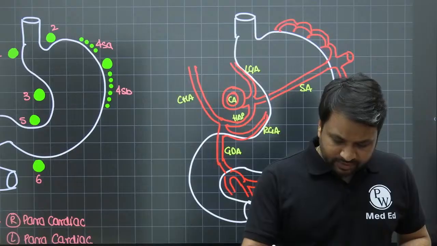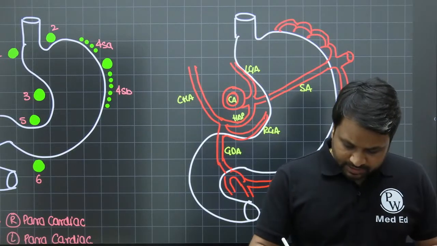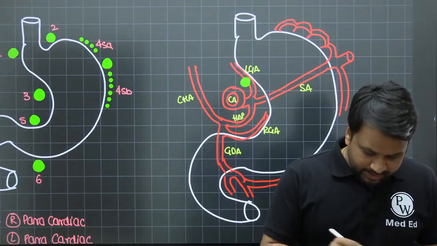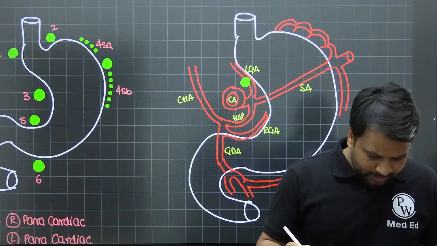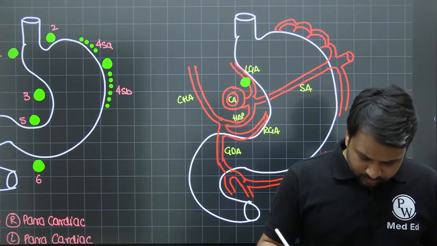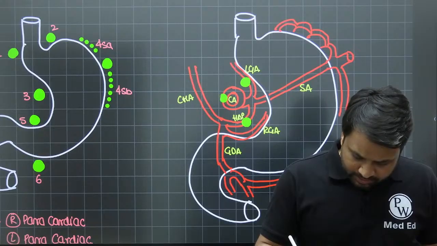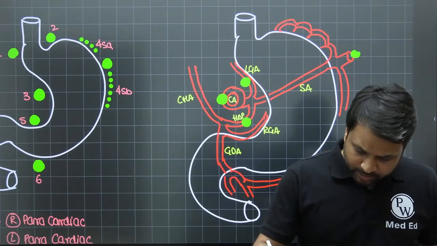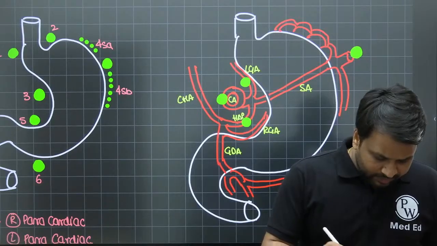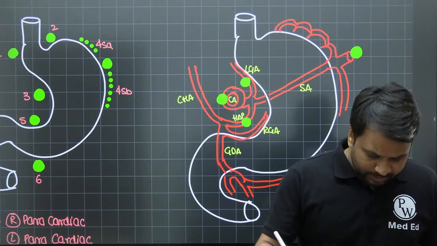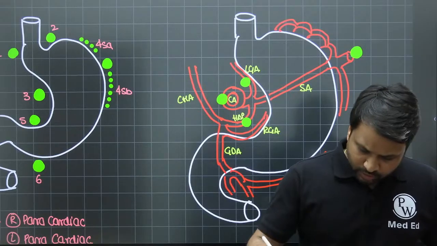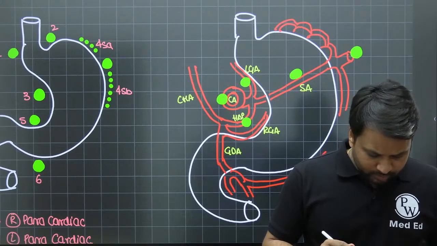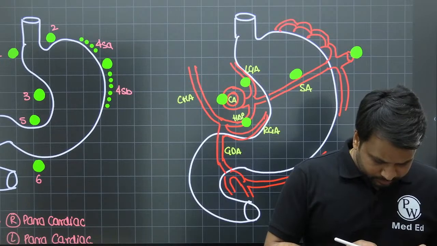So when you look at station 7, where do you have station 7? Station 7 is at the left gastric artery. 8A is going to be at the common hepatic artery. 8 is going to be along the hepatic artery. 9 is along the celiac artery. 10 is going to be at the splenic hilum. 11 is going to be at the splenic artery, along the splenic artery.